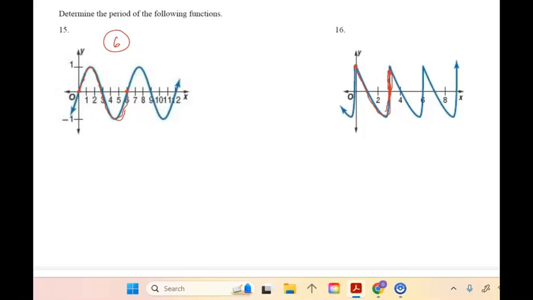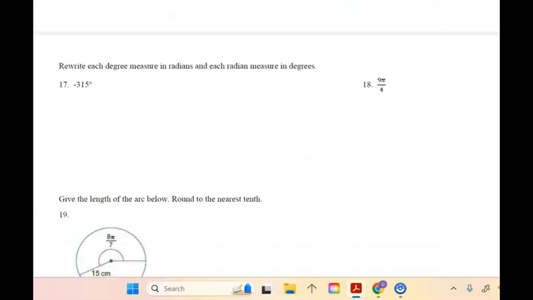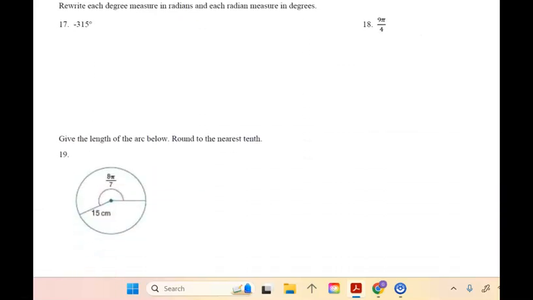So the red looks like the continuous repeating pattern. And so a period is how long horizontally that is. So we started at 0, and this is right in the middle of 2 and 4, which is 3. And so my answer is 3 units, whatever, we're not told what the units are. All right, 17.